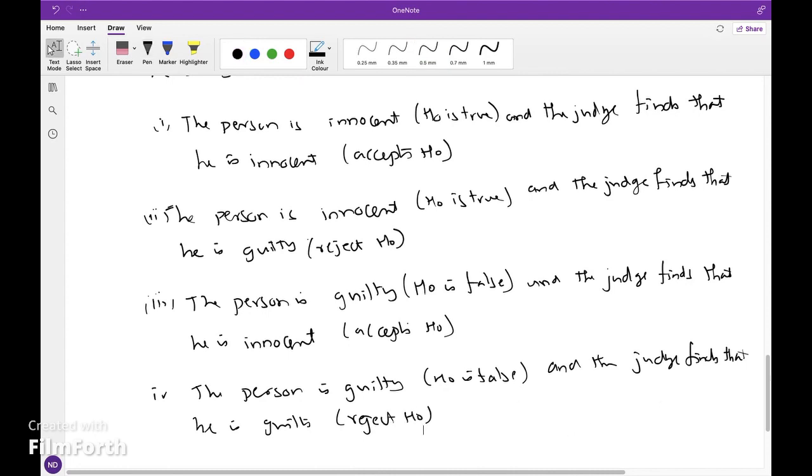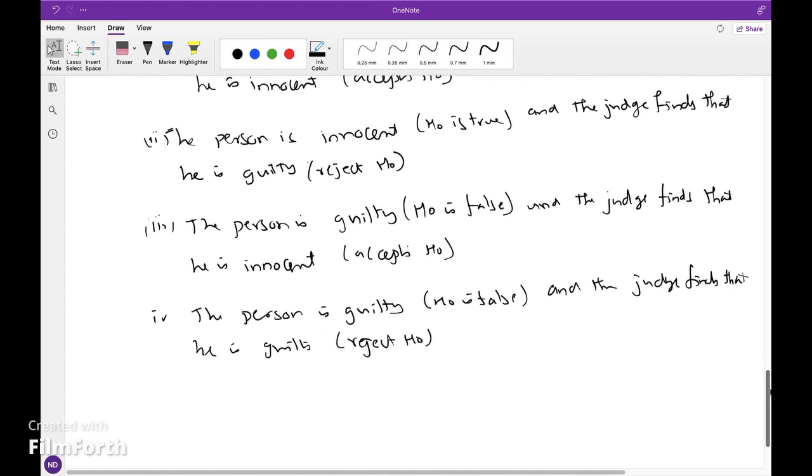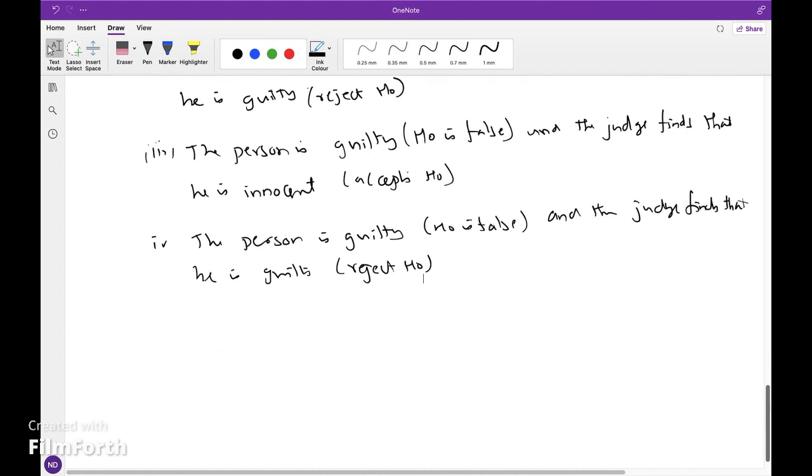In cases 1 and 3, the judge takes the correct decision. In cases 2 and 4, the judge makes an error. In case 2, the hypothesis H0 is rejected when it is true, and this type of error is called type 1 error. In case 4, the hypothesis H0 is accepted when it is false. It is called a type 2 error. Type 1 error is considered to be more serious than type 2 error. If we take the null hypothesis as the person is guilty, then type 1 and type 2 errors would have been reversed.